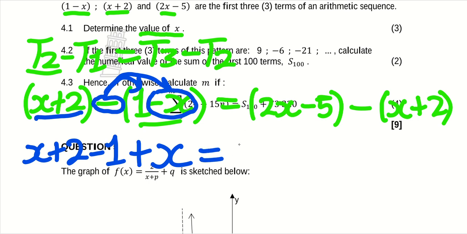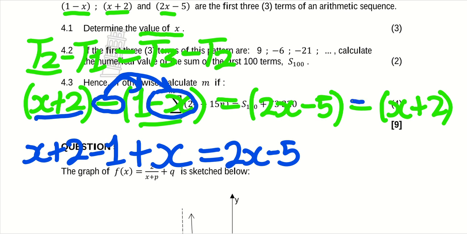Then equal to, on this side, the first bracket we have 2x minus 5. The reason why I'm just writing them out of the brackets is because they don't have any number, any term, or any sign in front of the brackets. For example, 2x minus 5, there's nothing in front of the brackets. So I just remove the brackets. And even x plus 2 here is the same thing. The x plus 2 on the left, there's no sign or number in front of the brackets. So I just write it as it is.